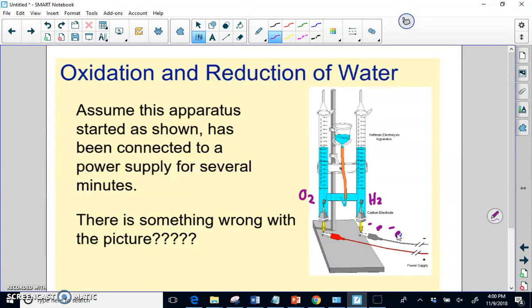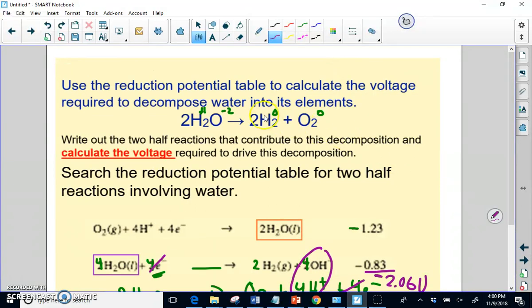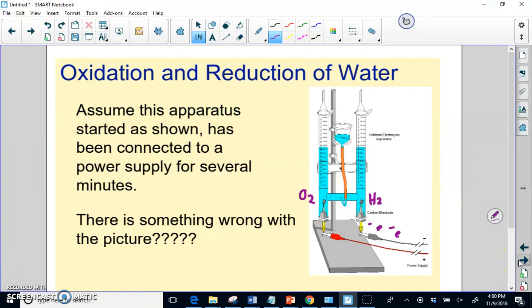The reason why that shouldn't be the case, if we look at the balanced reaction, is that there's a 2 in front of the hydrogen and there's only a 1 in front of the oxygen. So in actuality, when you break down water, this is the gas up here, the gas being stored up here. This water level should be lower because you should generate twice the amount of hydrogen gas.